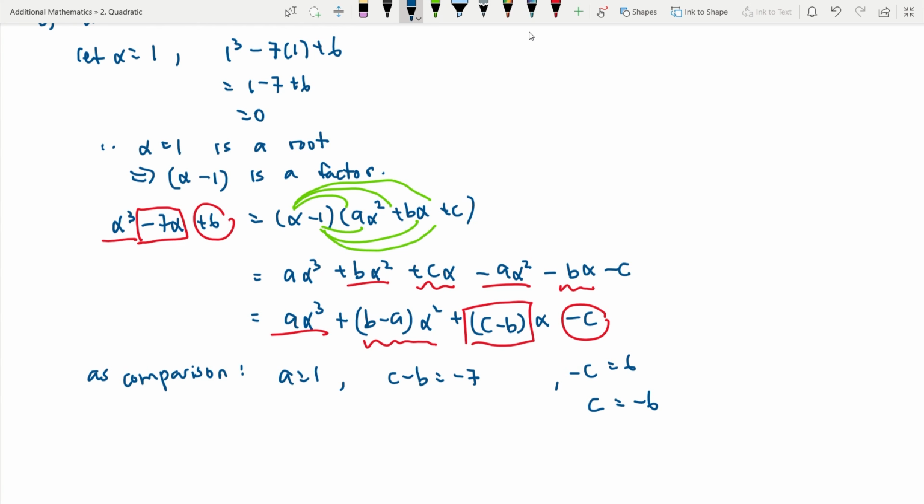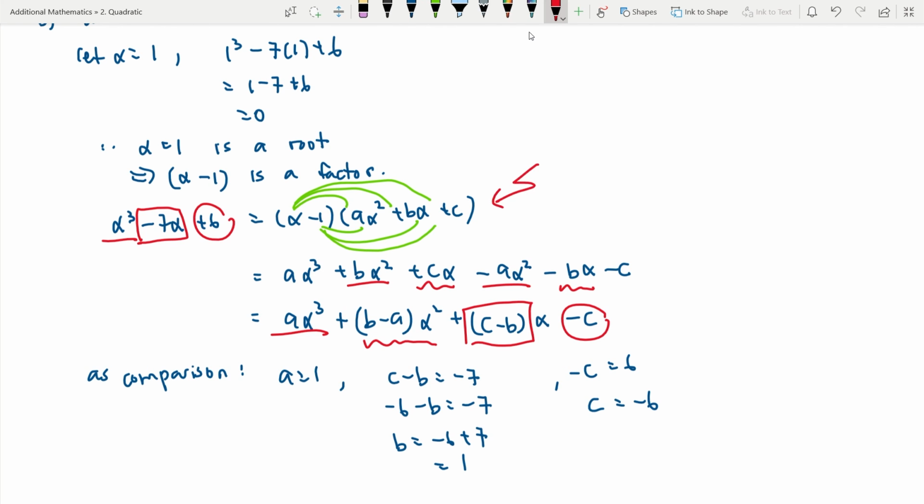Substitute C equal to negative 6 in this equation. Negative 6 minus B equal to negative 7. B will be negative 6 plus 7, which is 1. So we can double check, since we don't have any alpha square value, B minus A must equal to 0. Here we obtain B is 1, A is 1. 1 minus 1 is 0. So the values of A, B, and C that we get is correct.